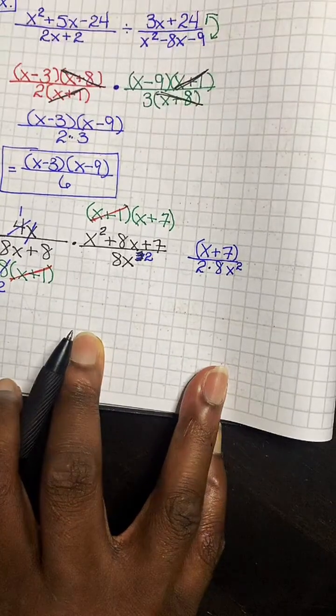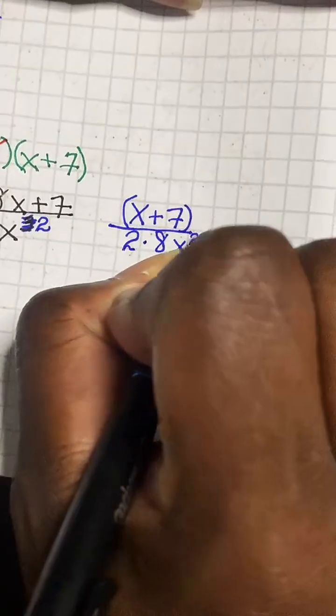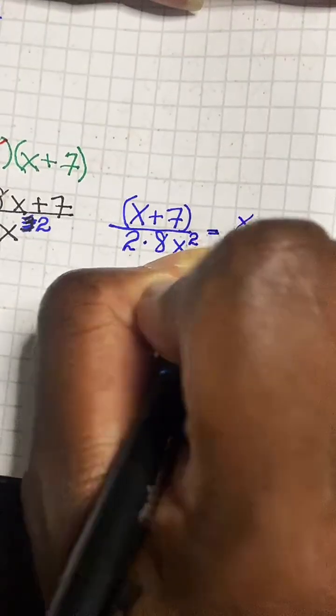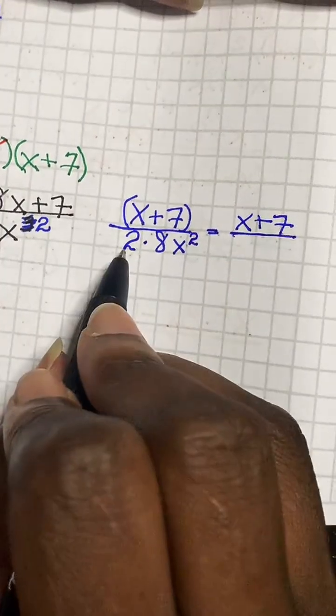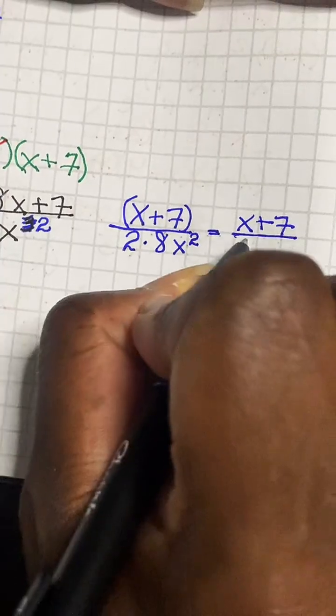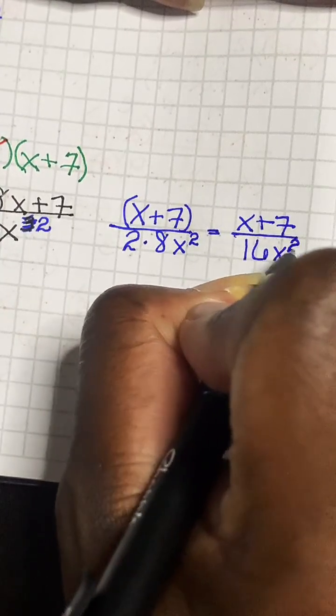Okay. We can clean that up even more. So my numerator, we have our x plus 7. My denominator, multiply the 2 and the 8, we get 16. And bring that x squared.